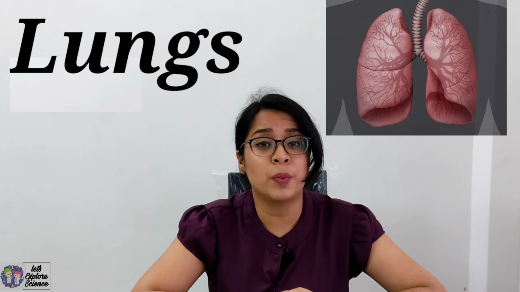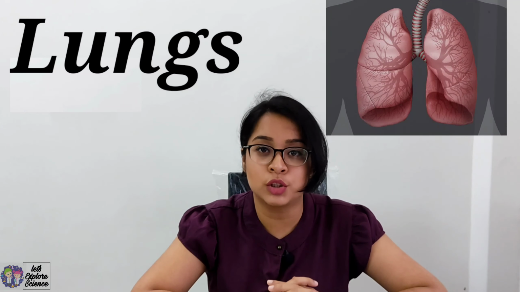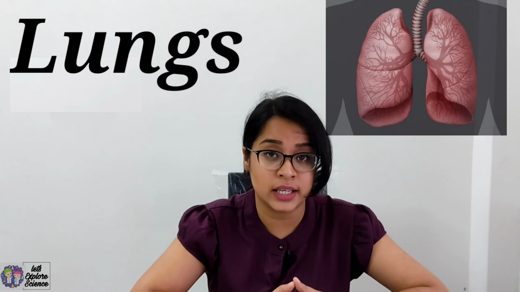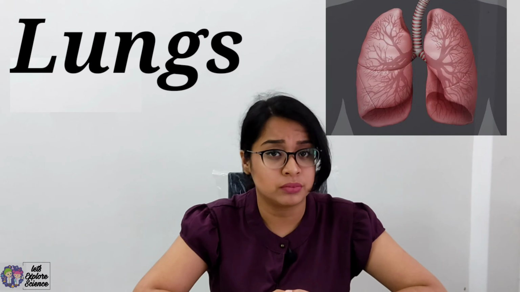Now we will discuss how different animals breathe in or take in oxygen and give out carbon dioxide. Depending upon their habitat, they have some special organs to take in oxygen and to give out carbon dioxide. Let's start with the first organ, that is lungs. Lungs are a pair of spongy sacs. Those are present inside your thoracic cavity or your chest cavity.